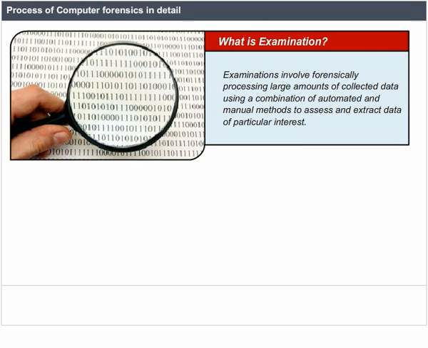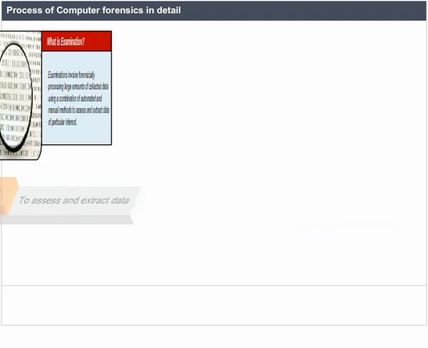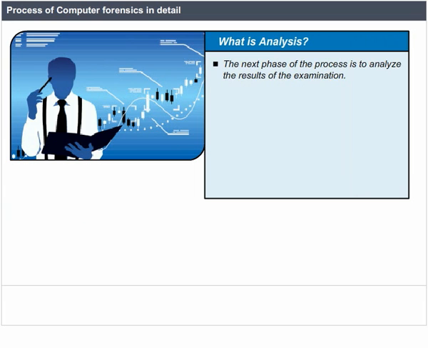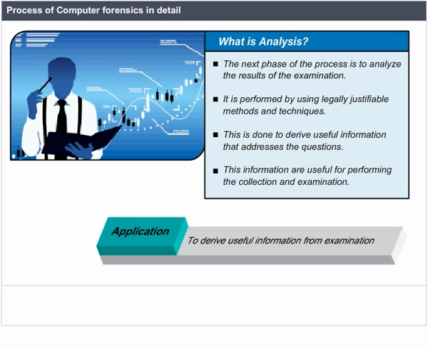What is examination? Examination involves forensically processing large amounts of collected data using a combination of automated and manual methods to assess and extract data of particular interest. Application: to assess and extract data. What is analysis? The next phase of the process is to analyze the results of the examination. It is performed using legally justifiable methods and techniques to derive useful information that addresses the questions. This information is useful for performing the collection and examination. Application: to derive useful information from examination.